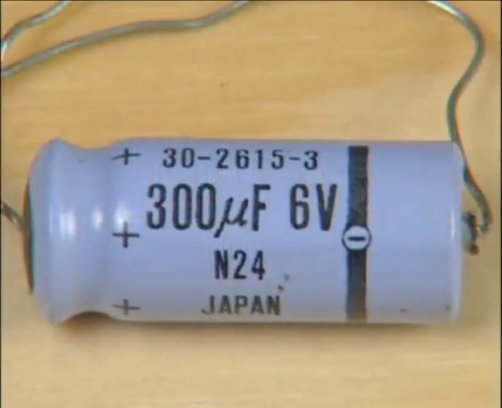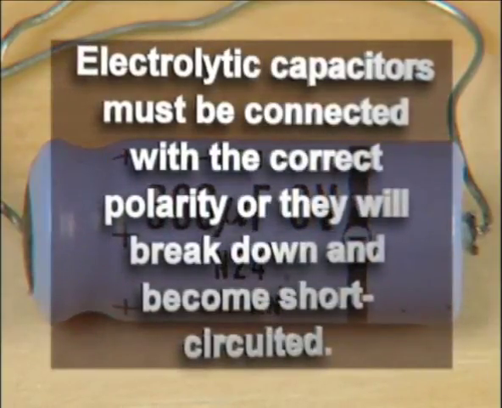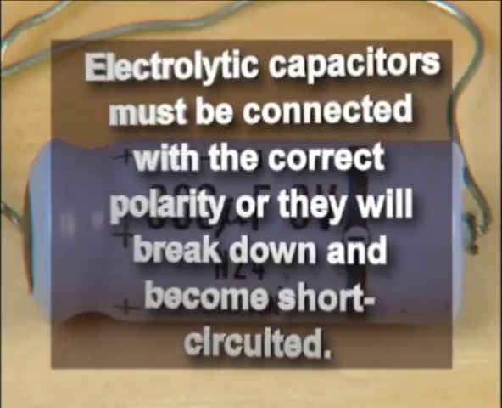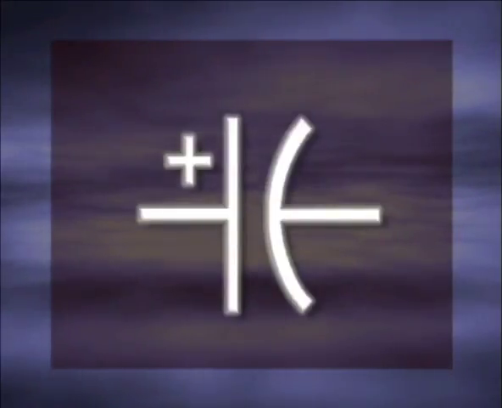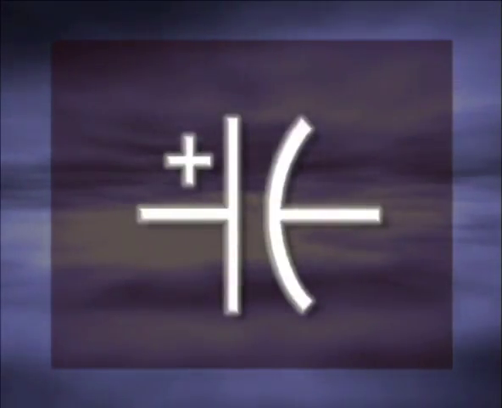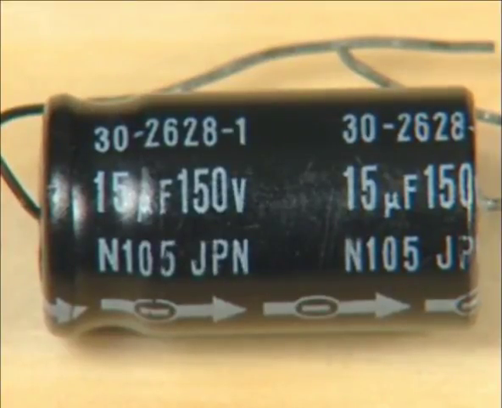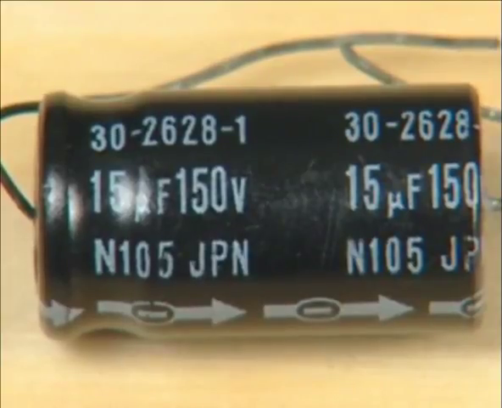Electrolytic capacitors are used for capacitance values from 1 to 1000 microfarads. They are polarized with the polarity of the connecting leads or terminals identified. Electrolytic capacitors must be connected with the correct polarity or they will break down and become short-circuited. This is the schematic symbol for an electrolytic capacitor. Note the polarity markings for the plate connections. The capacitance value and DC voltage rating of most capacitors is printed or stamped on the body of the capacitor.